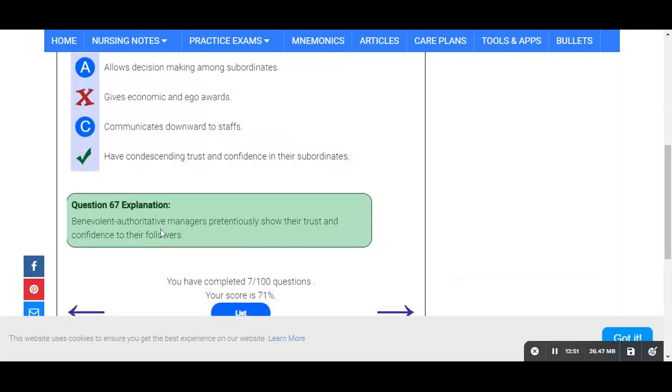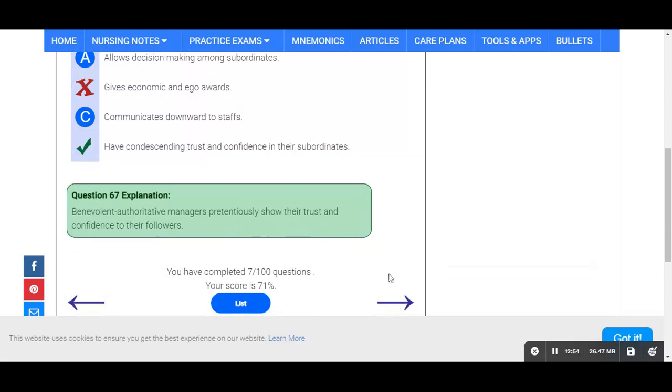Benevolent, authoritative managers pretentiously show their trust and confidence to their followers.